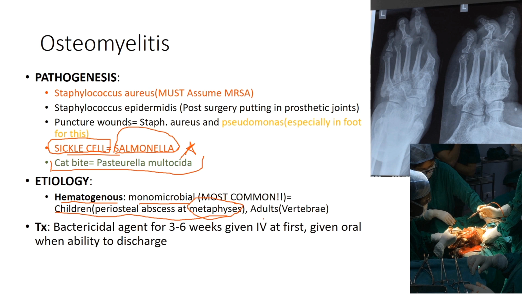Why? What's in the metaphysis? Well, in children, we have growth plates, and growth plates need a lot of blood in order to grow. So that's why this area has an increased risk of osteomyelitis if bacteria gets in the blood. In adults, it's usually the vertebrae, so they'll have lower back pain or something like that. They're warm, they have a fever, a recent infection of some sort, then be looking for osteomyelitis of the vertebrae. So treatment for this is weeks and weeks and weeks of a bactericidal agent, IV at first until we can get a handle on this, and then we try to switch them over to oral so we can send them home, so the hospital bill doesn't get crazy.